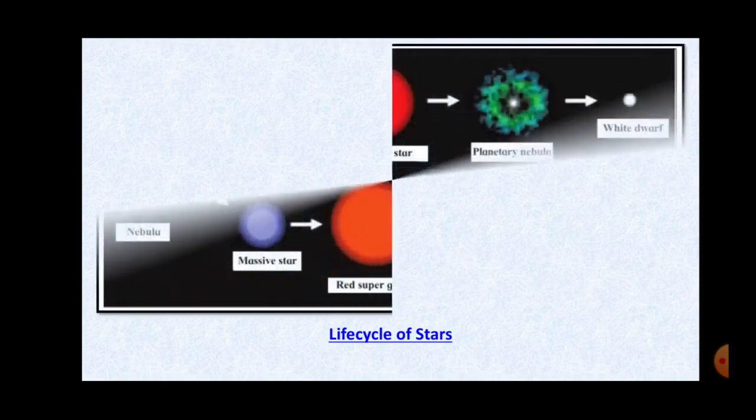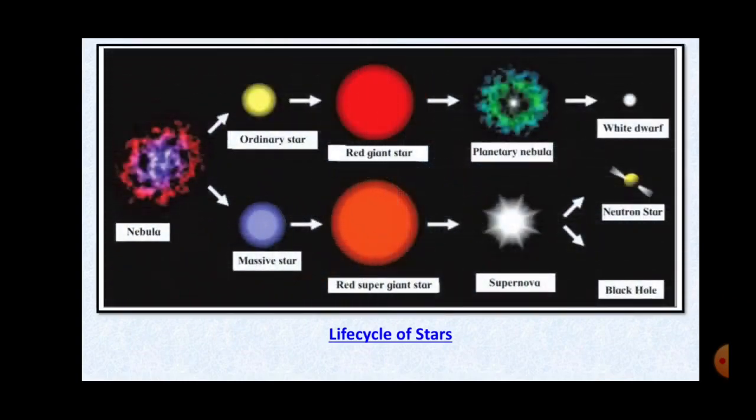In this lesson, we are going to study the life cycle of a star. The star is born from the interstellar clouds, and from these interstellar clouds or the nebula, the stars are born. Now, the stars are born due to two processes, as you can see in the picture.